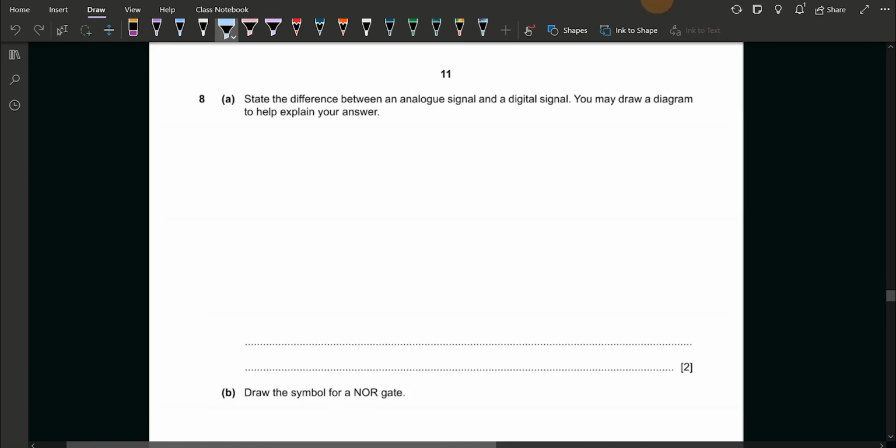Question number 8, part A. State the difference between analog signal and digital signal. You might draw a diagram to explain your answer. So when they say you may draw a diagram, you have to draw a diagram. Okay, so the thing we can do is we can draw here digital signal, and here we can draw analog signal.